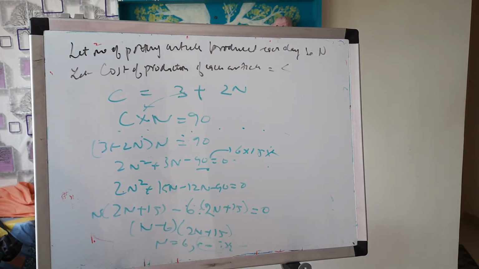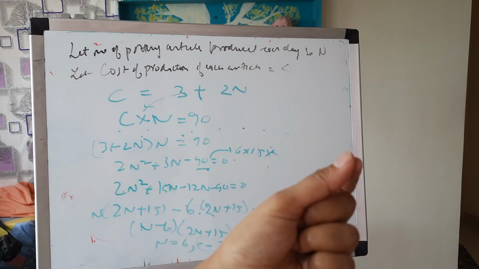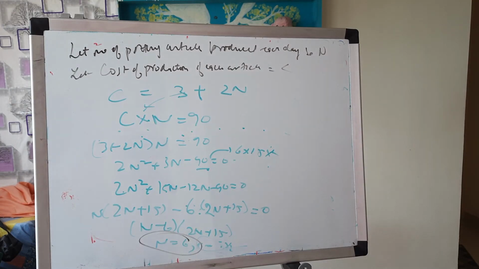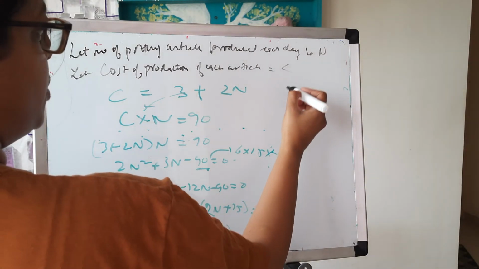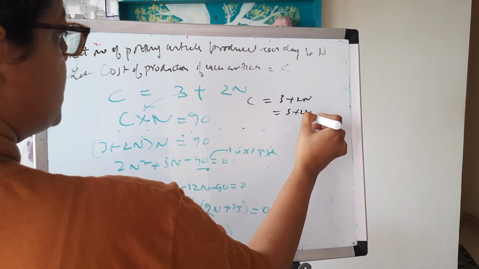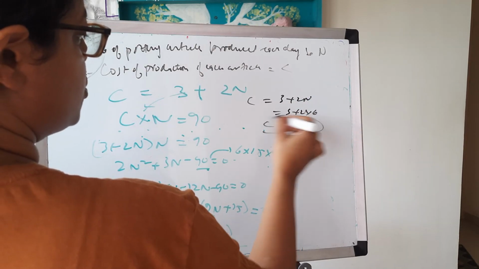Obviously it's not, because it's articles, right? It's the number of pottery articles produced. So it is obviously n is equal to 6, right? So what is the cost of production? C equal to 3 plus 2n. 3 plus 2 into 6, 18, 21. So cost of production is 21.